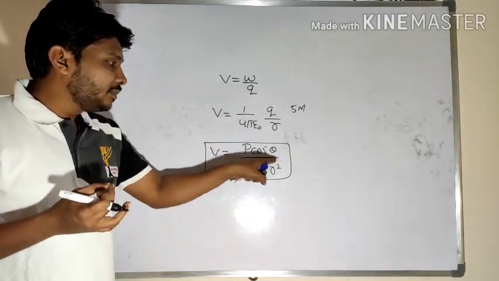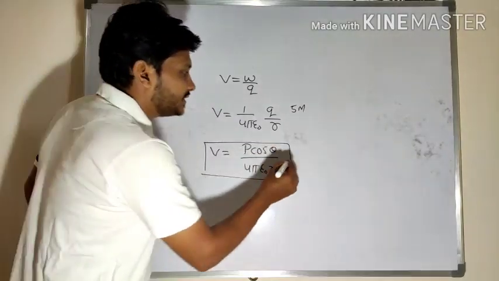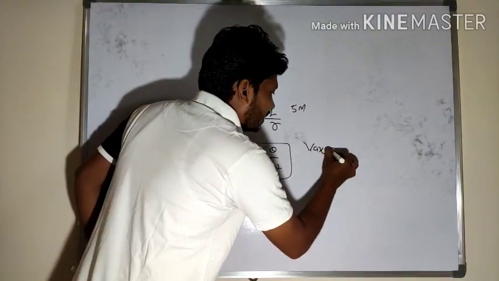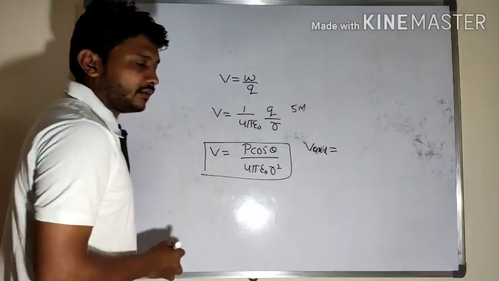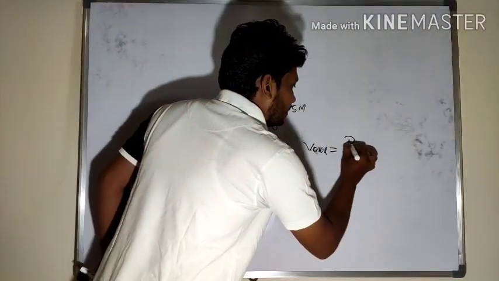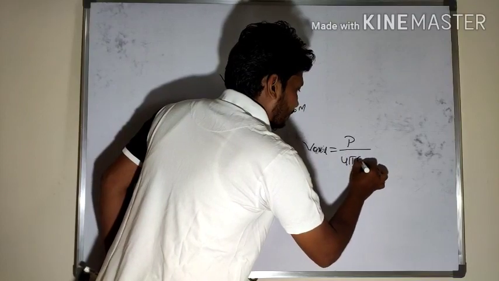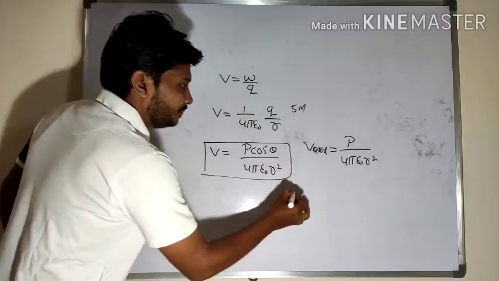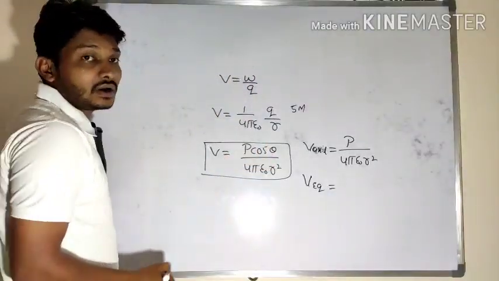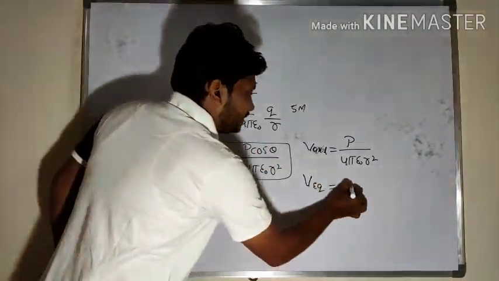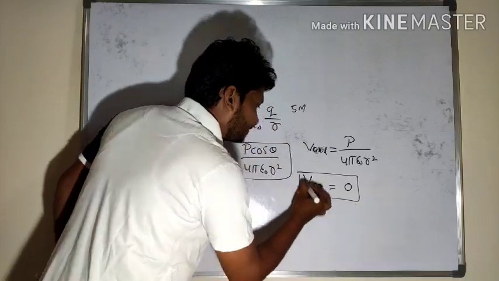So at any point means cos theta. At the axial line, what's the value? At the axial line, theta value is 0, cos 0 means 1. So that is P divided by 4 pi epsilon naught R square. What about the equatorial point? At the equatorial point, it is cos 90 degree. Cos 90 is 0. So potential is 0 here.